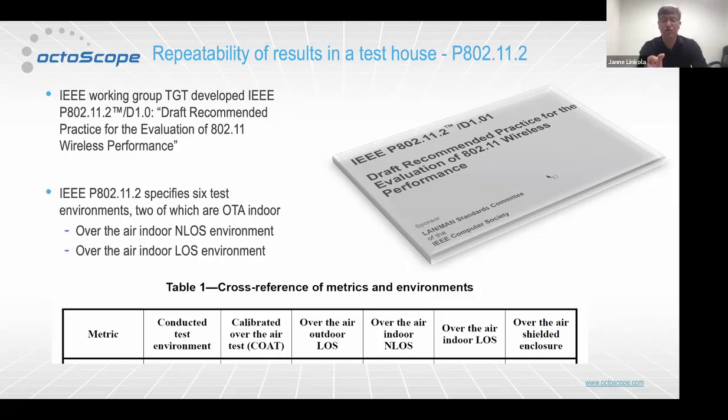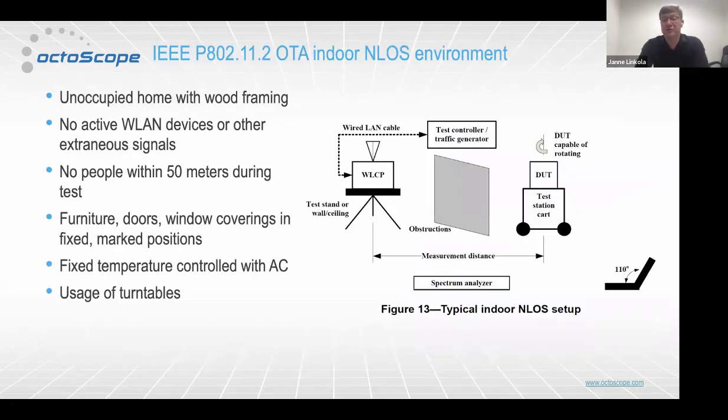We're going to look at 2 of these environments in particular because they are 2 indoor environments that are quite interesting when we look at the difference between testbed testing and test house testing. So the first environment they call non-line of sight. So this is sort of their set of recommendations as to how one should test in a test house.